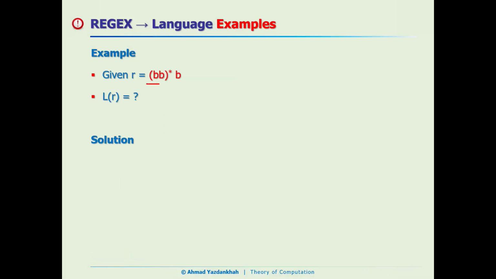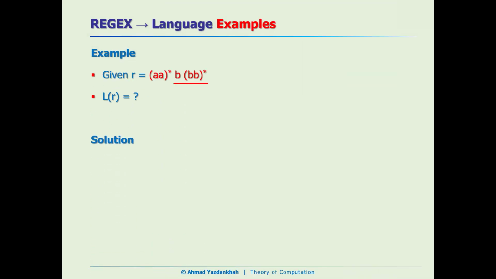We already know that (BB) star is equivalent to an even number of B's. Now we have one more B, and one more B, it means that we have an odd number of B's. I would say L of R equals B to the 2n plus 1 such that n is greater than or equal to 0.